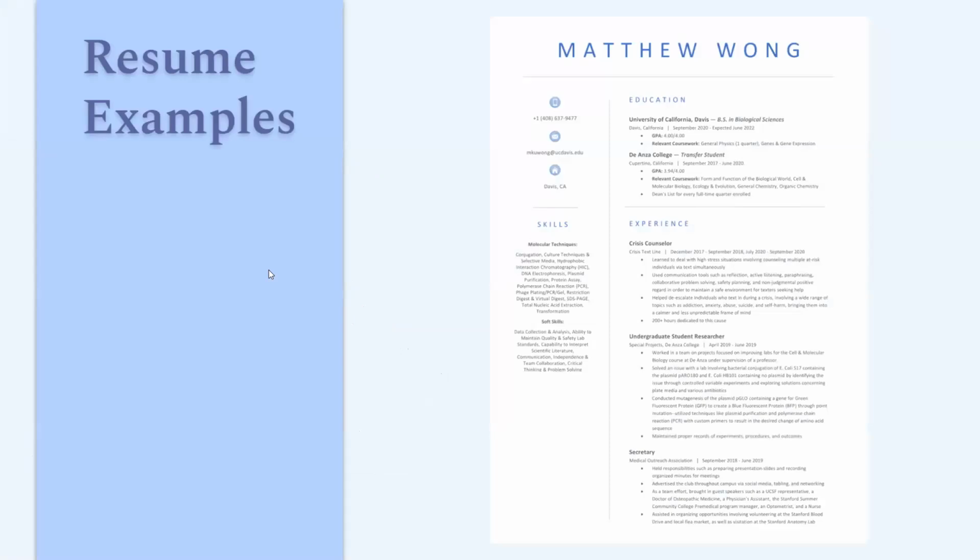Now we can go into some examples of resumes from the current officer team. So this is one from the VP of the club, Matthew Wong. And as we can see here, he listed his education first, most recent first, right? So now he's at UC Davis, being a senior. So this is his GPA. And then at De Anza, his community college where he transferred from, he listed his GPA there, along with relevant coursework.